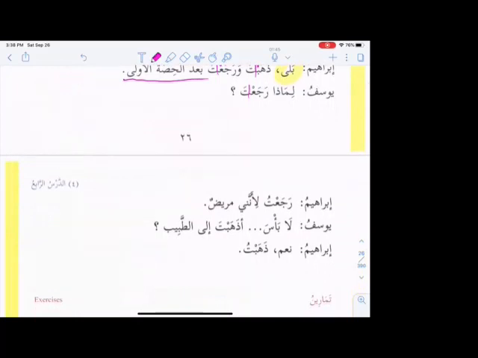Rajatu, I returned. لأنني مريض. See, because, see now that Dr. Abdurrahim had to explain us because. Li anna, anni. Okay, so here, my brother and sister, this ya is your ismu anna, or you can say li anna. It's okay, so long as we understand li anna means because.